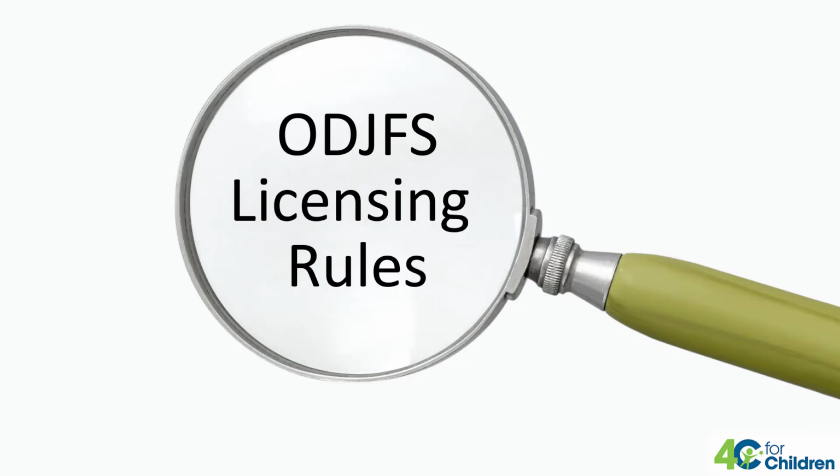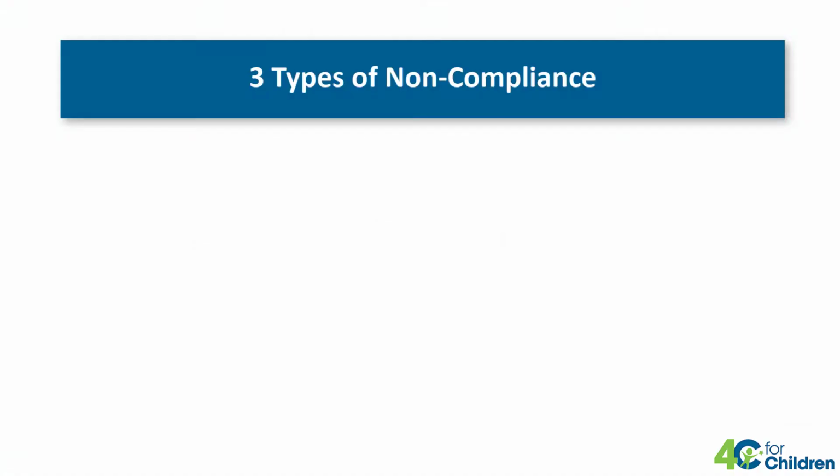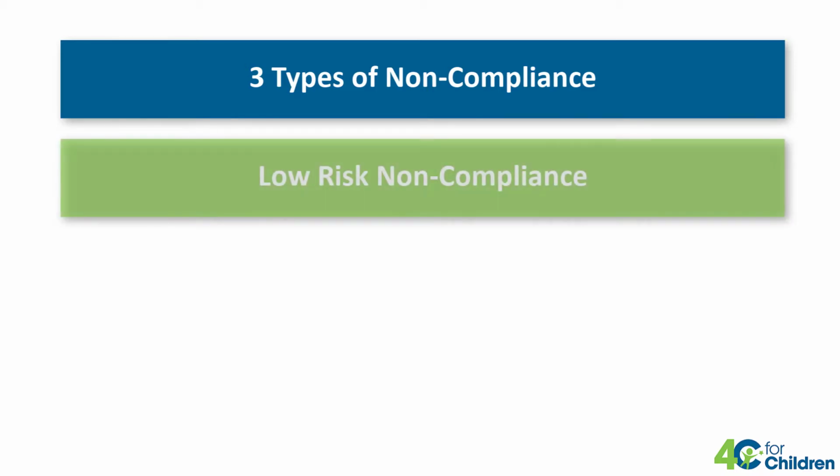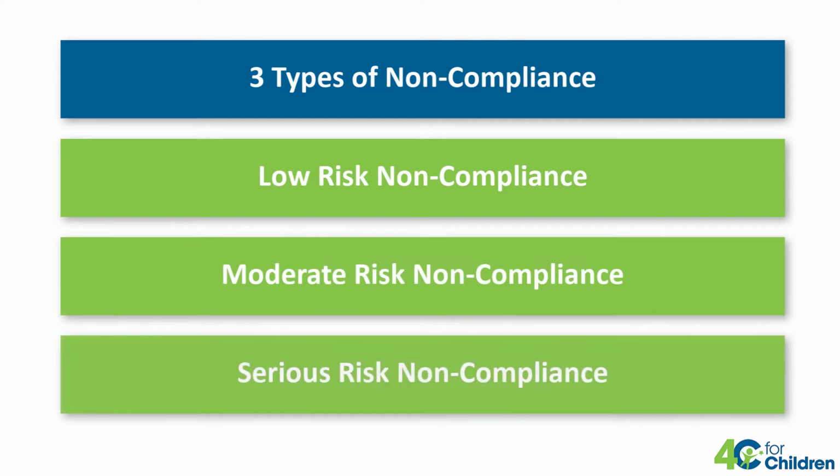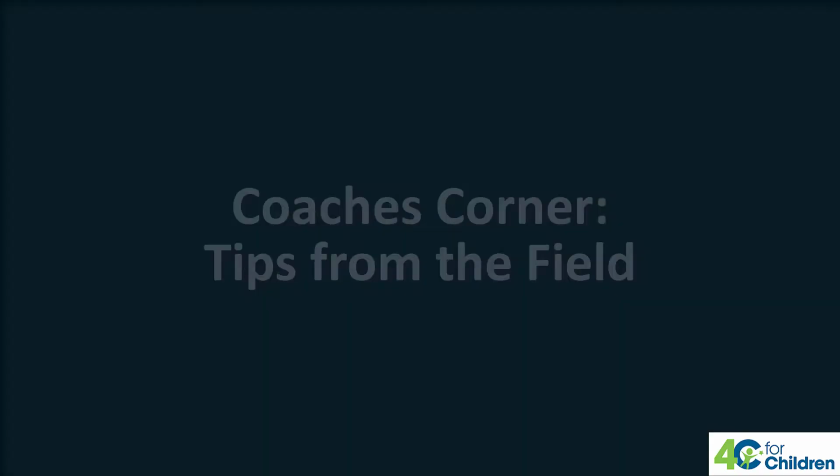If a program does not follow the licensing rules, they can be marked out of compliance. There are 3 degrees of non-compliance. They are based on the amount of risk or danger that not complying can cause the children in your care. They are low, moderate, and serious risk. For more information on the meaning of these non-compliances, please see our serious and moderate risk video.